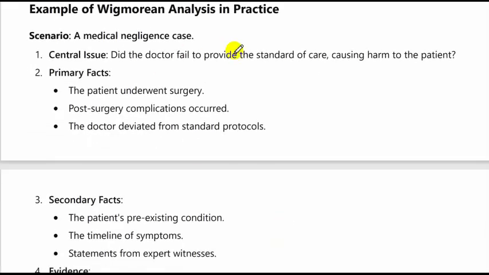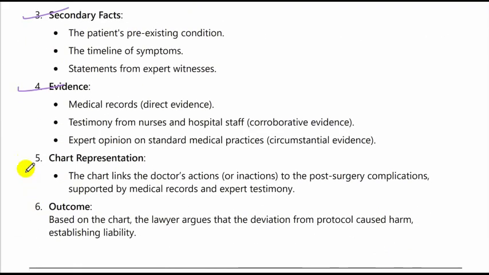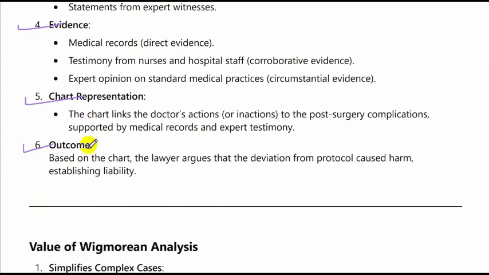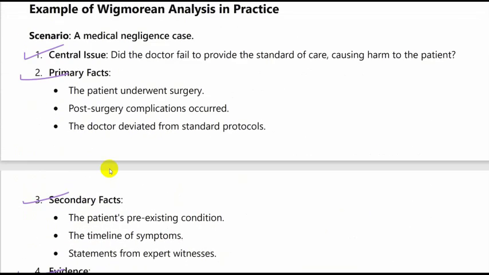Examples of Wigmorean analysis in practice. Scenario: a medical negligence case. What is the central issue? First decide what are the primary facts, then the secondary facts which we studied. Then what is the evidence? We have to chart that representation, and then the outcome. And any loopholes, we have to find the weak links.